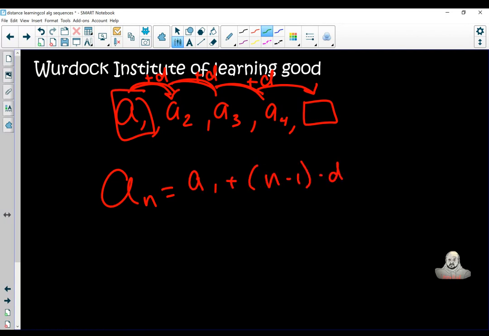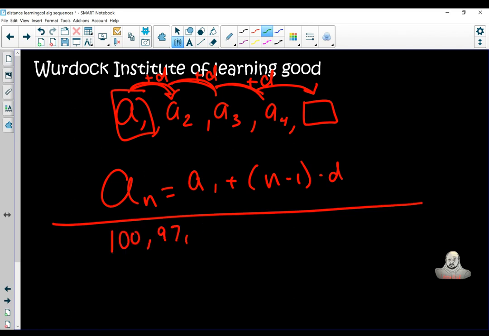Times d. And oh, by the way, you could actually have a list that starts at 100 and works its way down. You don't say you're subtracting d. What you do in this instance is say I'm starting at 100 and I'm adding several groups of -3. You just note that your constant difference is negative.